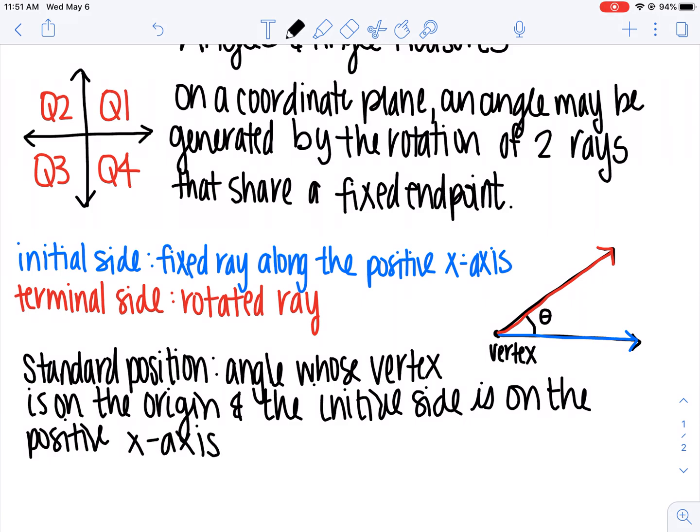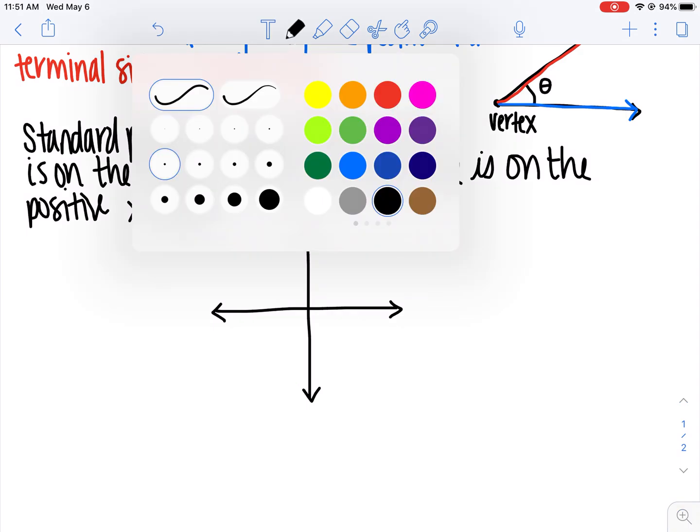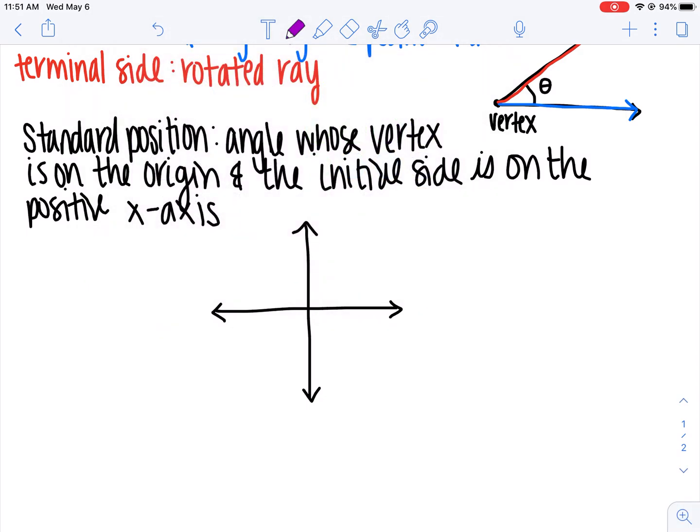So let's look at an example of what an angle might look like if it was in standard position on the coordinate plane. So I'm going to draw a little sketch of a coordinate plane. I'm going to get my initial side along the positive x-axis. My vertex is always at the origin. And then I'm just going to draw my terminal side, where the angle is rotated this way with theta.